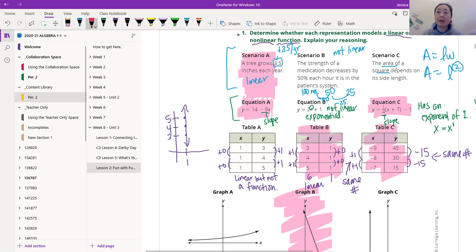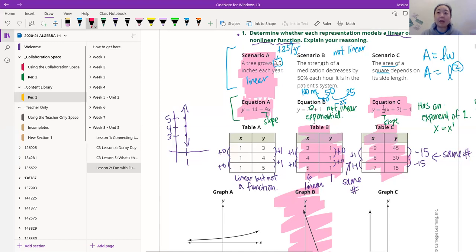And right here, the area of a square depends on its side length. I remember the area of a rectangle is length times width, but we want the area of a square. So it's just side squared, or x squared, whatever that side length is squared, because we're multiplying two of them. Anytime we have an exponent of 2, we know we're not dealing with linear stuff. We're dealing with parabolas. And so the only one that was linear was scenario A.